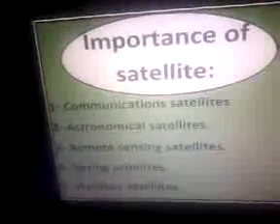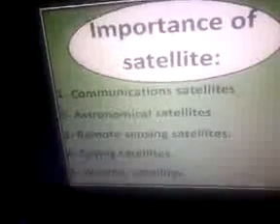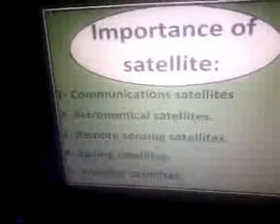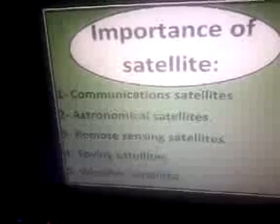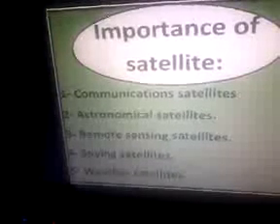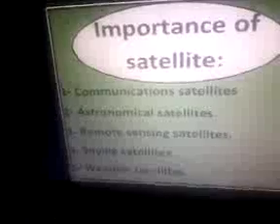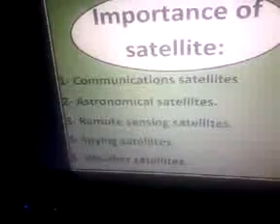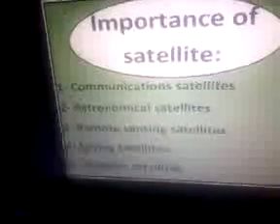The importance of satellites, or the types of satellites. The first type of satellite is the communication satellite. Second type, astronomical satellites. Third one, remote sensing satellites. Number 4, spying satellites. And finally, weather satellites.